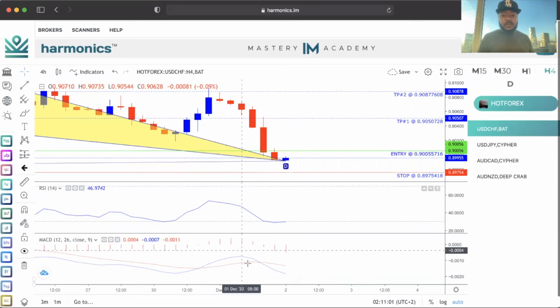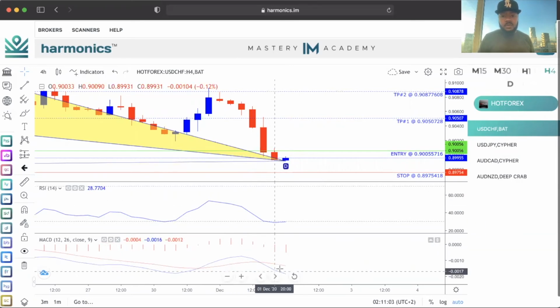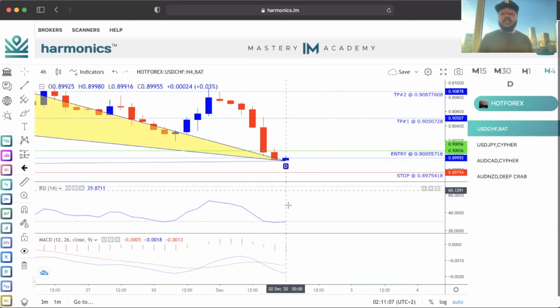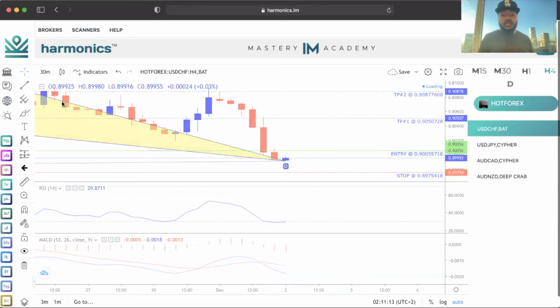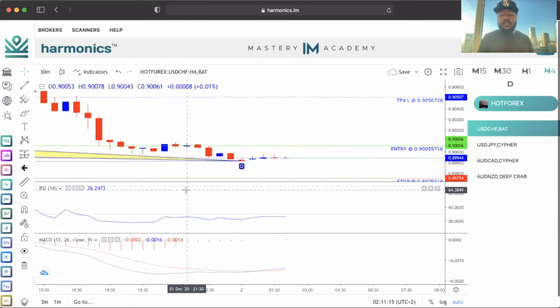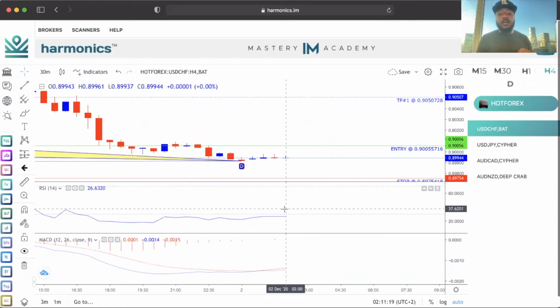So as you can see, the red is on top of the blue, which is usually an indication that it's still going down. The momentum hasn't shifted back to the upside yet. So what we would do is we would drop 2 time frames. So let's say the 30-minute time frame, and we would see what price is doing on this time frame to help us determine if this trade is still good for an entry or not.